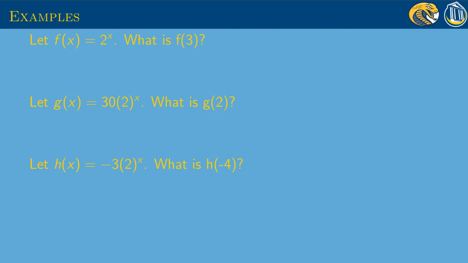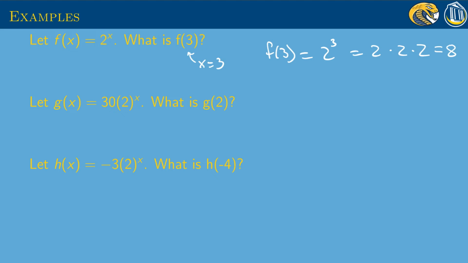So let's say we have a function f of x equals 2 to the x, and it wants us to evaluate f of 3, that is x equals 3. Then we're going to write f of 3 equals 2 to the 3. Well, that's just 2 times 2 times 2, which is 8.